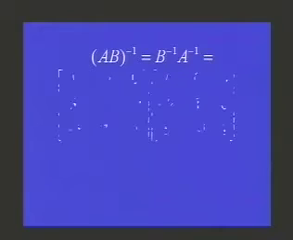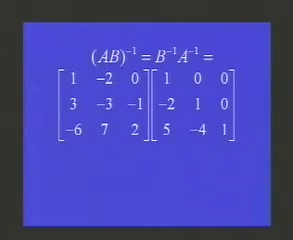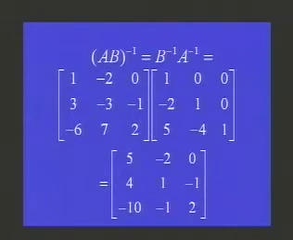So let's just take the B inverse matrix times the A inverse matrix, because those two were given, and just multiply it out. If you take the first row of B inverse times the first column of A inverse, you get 1 times 1, -2 times -2, 0 times 5. Add that together, and you get a 5 in the 1, 1 position. You continue on, going rows times columns, and you'll fill up the matrix with 5, -2, 0 in the first row, 4, 1, -1 in the second row, and -10, -1, 2 in the third row.